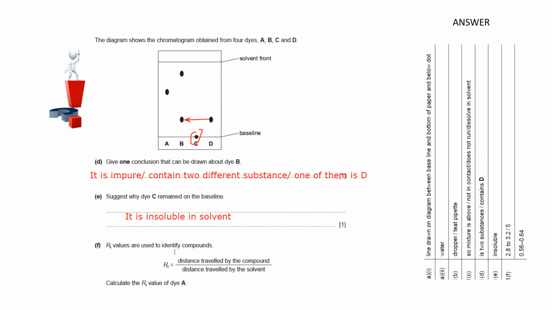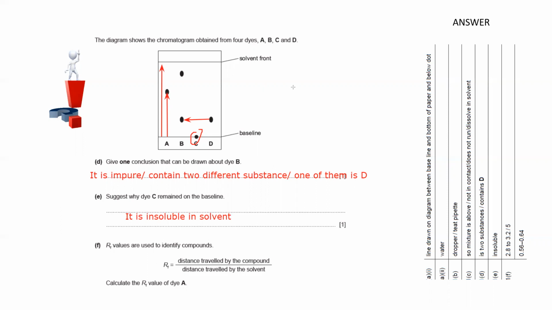The Rf value is used to identify the compound. Calculate the Rf value of A. So how will you calculate the Rf value of A? You will use your ruler or a scale, and measure the distance moved by the spot. You can use the computer screen right now. Measure the distance moved by the spot and the distance moved by the solvent.